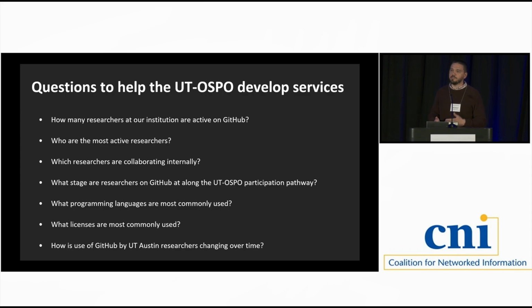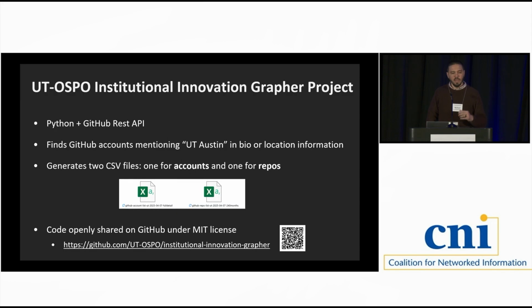We offer a number of workshops. Are we using the programming languages that are of most interest to our researchers when we teach those workshops? What licenses are being used or not being used? And how can we help researchers better understand the importance of software licensing when they decide to use GitHub to share their open source research software? And we want to be able to track how these things are changing over time as well.